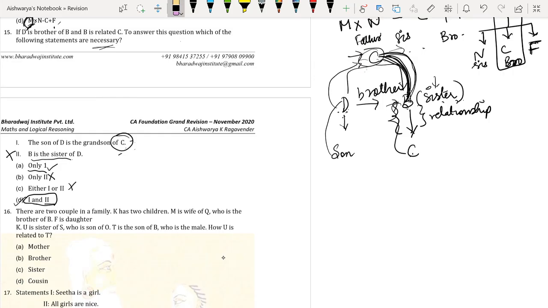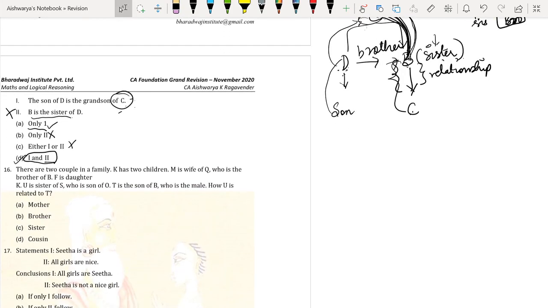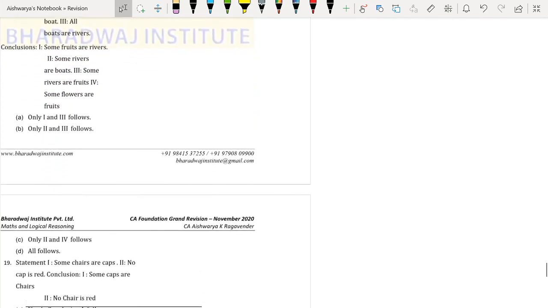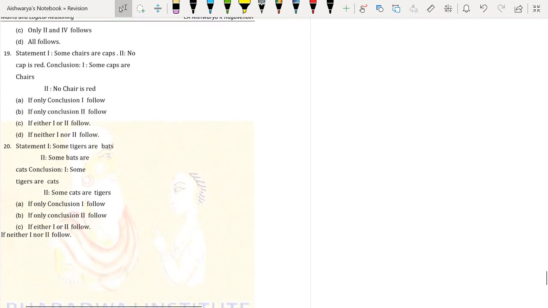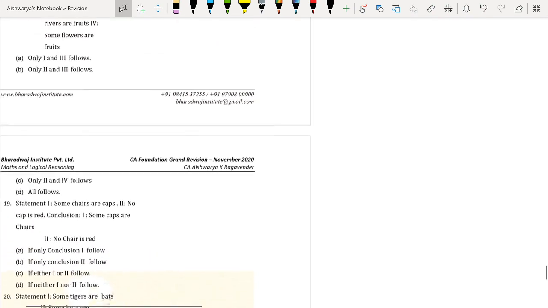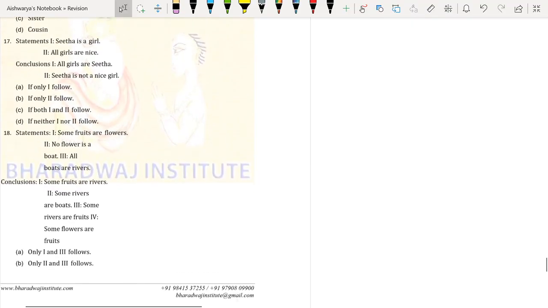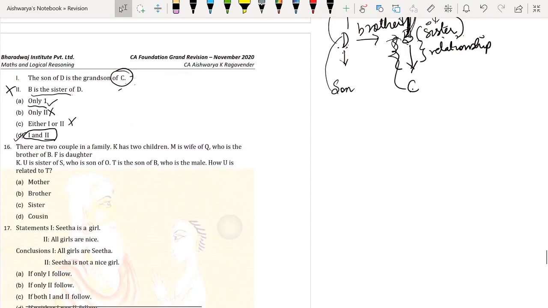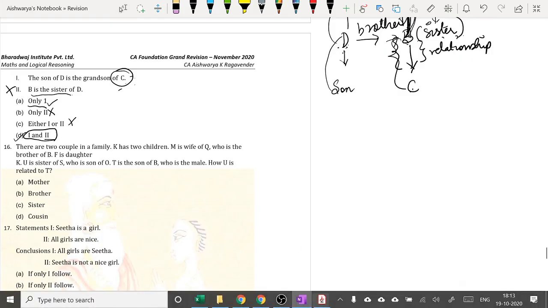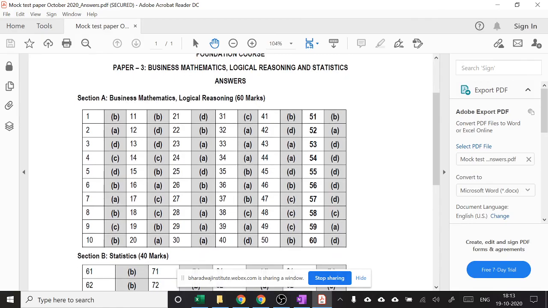Okay, I'll do one thing. Questions 16, 17, 18, 19, 20: five questions, I'll just leave for you to try. From 17 to 20 is syllogism. Four questions will always come on syllogism. And the 16th question is blood relation. So just try these five questions. We'll discuss tomorrow morning if you have any doubts. I'll give you the answers also for these questions.